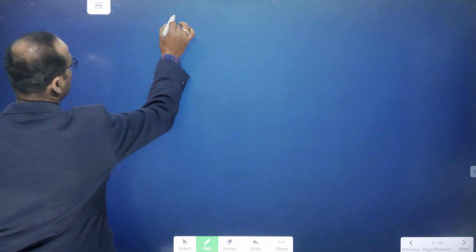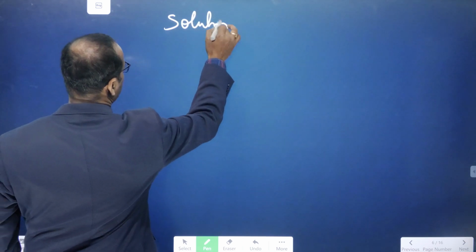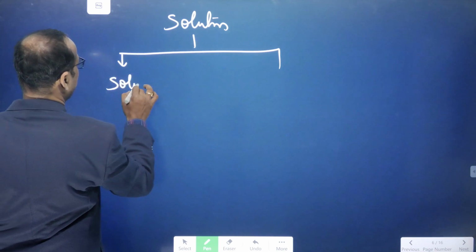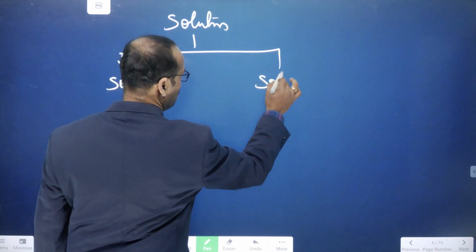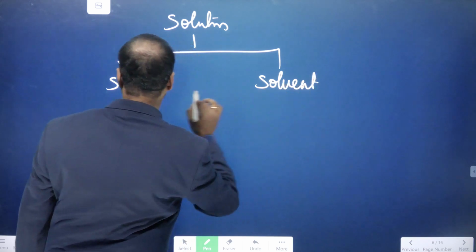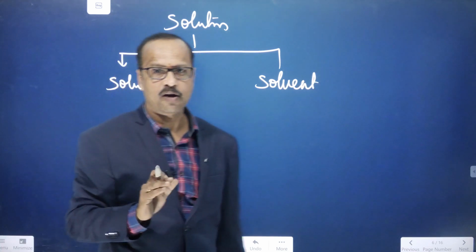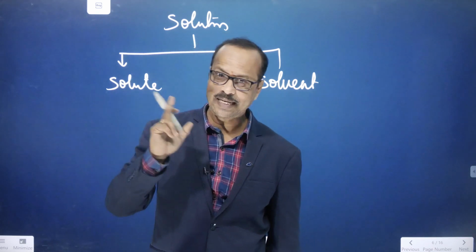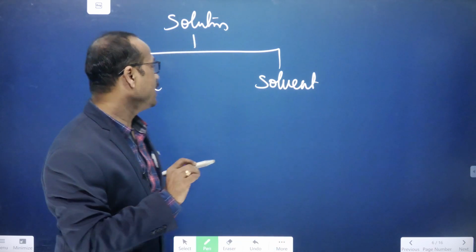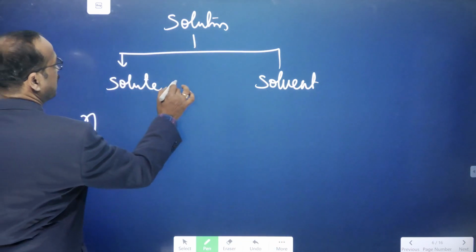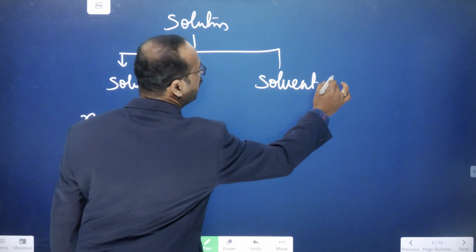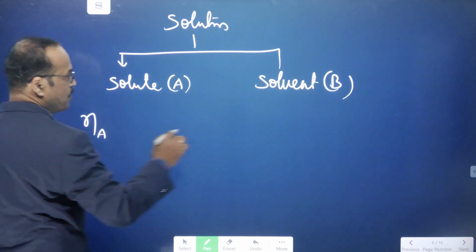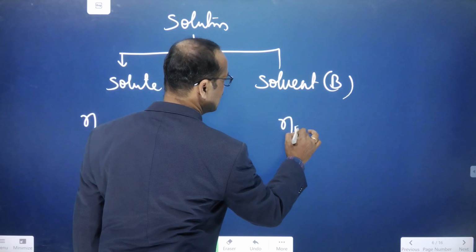So this is a solution, right? A solution consists of two components. One is a solute, and the second one is a solvent. Now, generally you know the number of moles. The mole is the unit to measure the amount of substance in chemistry. So let the solute be A and the solvent be B. The number of moles of solute is Na, and the number of moles of solvent is Nb.